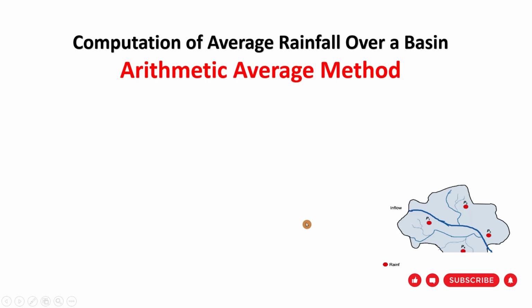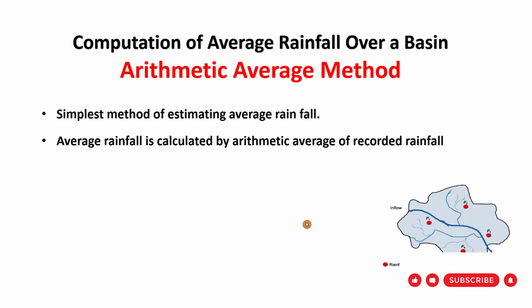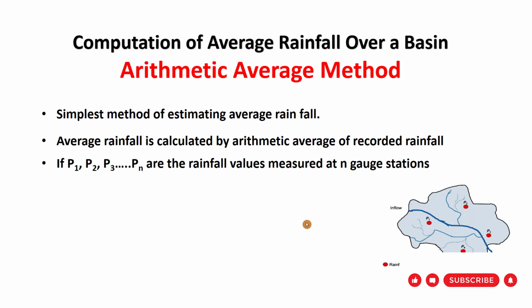Hi friends, today I want to show you how we can use the arithmetic average method for finding average rainfall over a basin. That is the simplest method of estimating average rainfall. Average rainfall is calculated by the arithmetic average of recorded rainfall. If P1, P2, P3 and Pn are the rainfall values measured at n stations, we can easily find the average rainfall using this formula: P average equals the summation of P sub i from i equals 1 to n, over n.